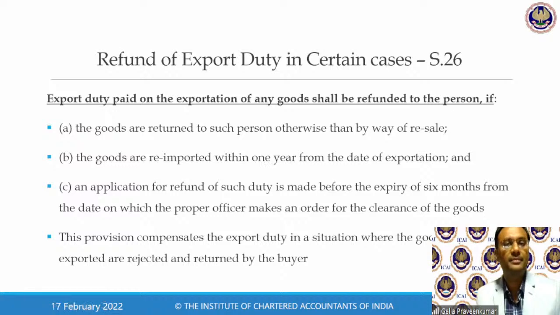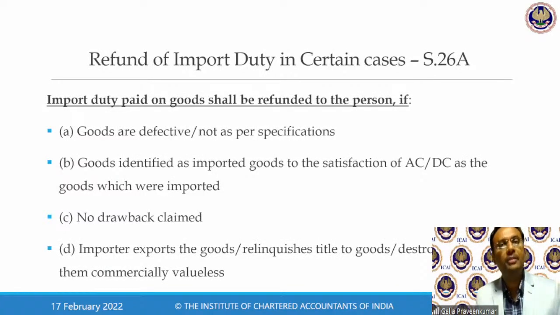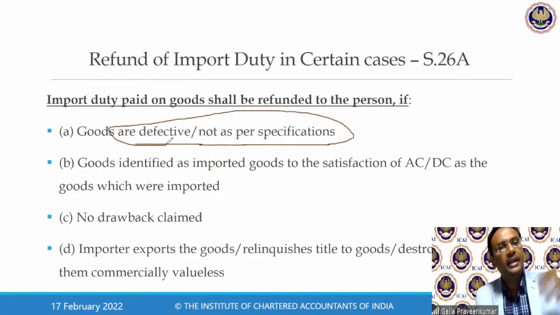In case of exports, the person who has exported the goods can get a refund at that point in time. In case of imports, I should not have claimed duty drawback to file an application for a refund under this particular section 26. Now, there could be cases where goods are defective and not as per specifications. Sir, I have imported a car, and immediately I have returned it back. There was a defect, I don't want to use that car. Then I can go for a refund application.